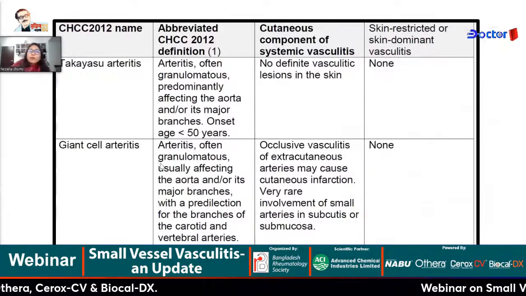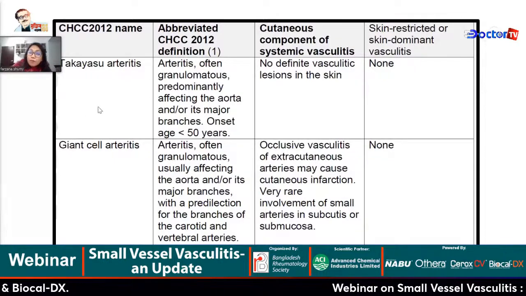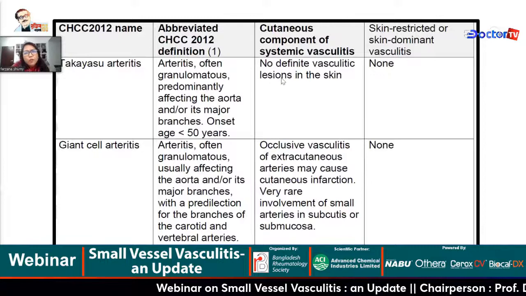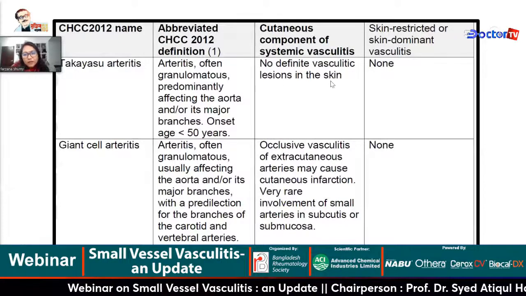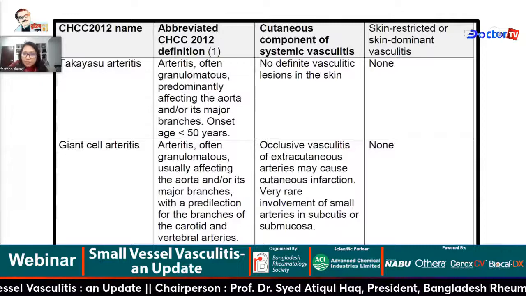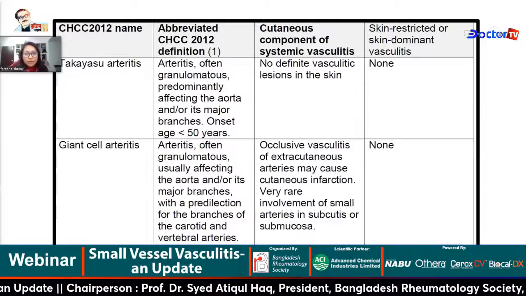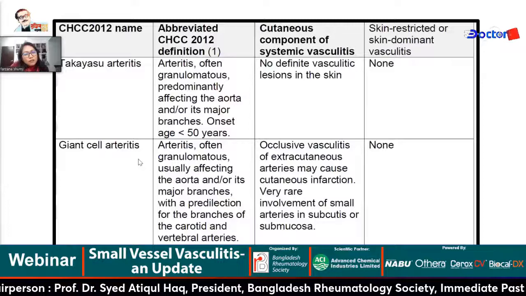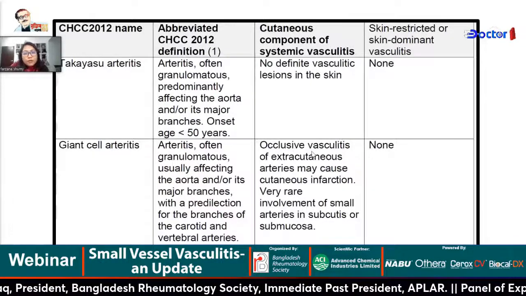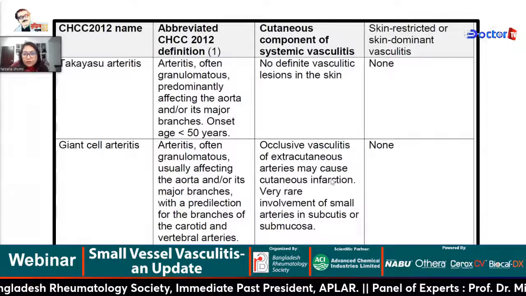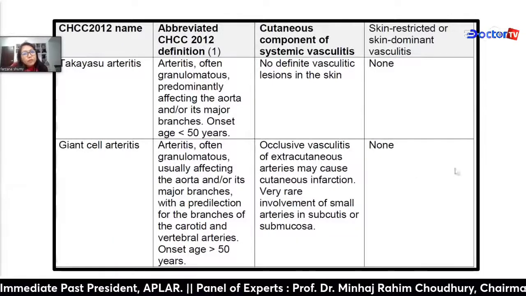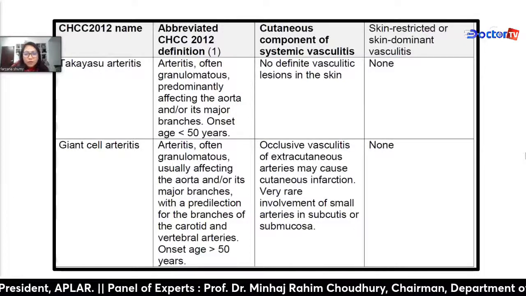According to the Chapel Hill Consensus Conference, among large vessel vasculitis, in Takayasu arteritis there is no definite vasculitic lesion in the skin. But in some literature, it has been described that erythema nodosum can be present in Takayasu arteritis. And in giant cell arteritis, as we have seen, there is necrosis of the scalp. So there is occlusive disease, and very rarely involvement of small arteries in subcutaneous ulcer.